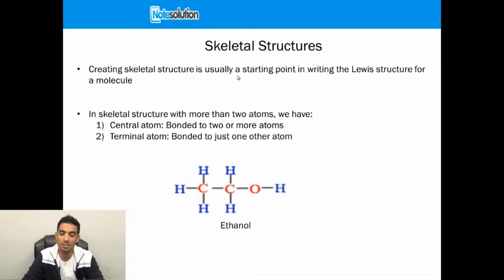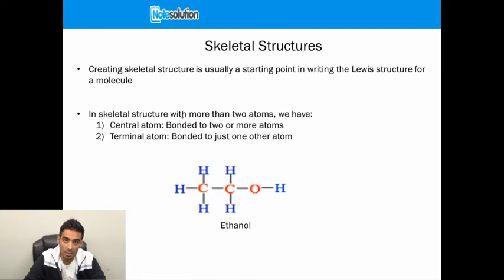So let's start with skeletal structures. The skeletal structure is considered to be the starting point in writing the Lewis structure for a molecule. When I say skeletal structure, it means that you're only showing the bonds between the atoms. You're not showing any valence electrons. The only thing that shows in the figure is the single bonds, double bonds, or triple bonds. So only the bonds are shown in the figure.